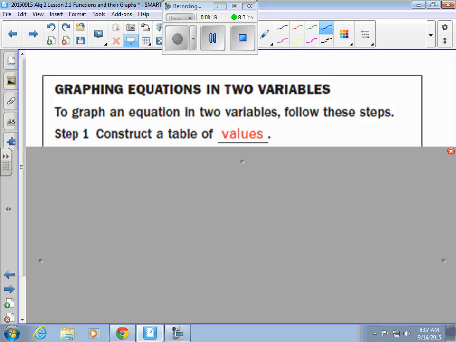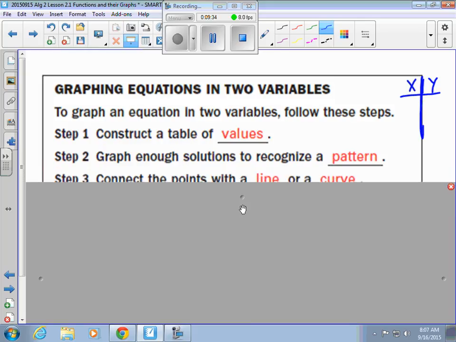This is a table of values. Input, output, x comma y. If you have to put the middle section where you're actually working the expression out each time, put the middle section. Most of the time, you don't have to. Most of us in here are good enough with our arithmetic, we don't have to.